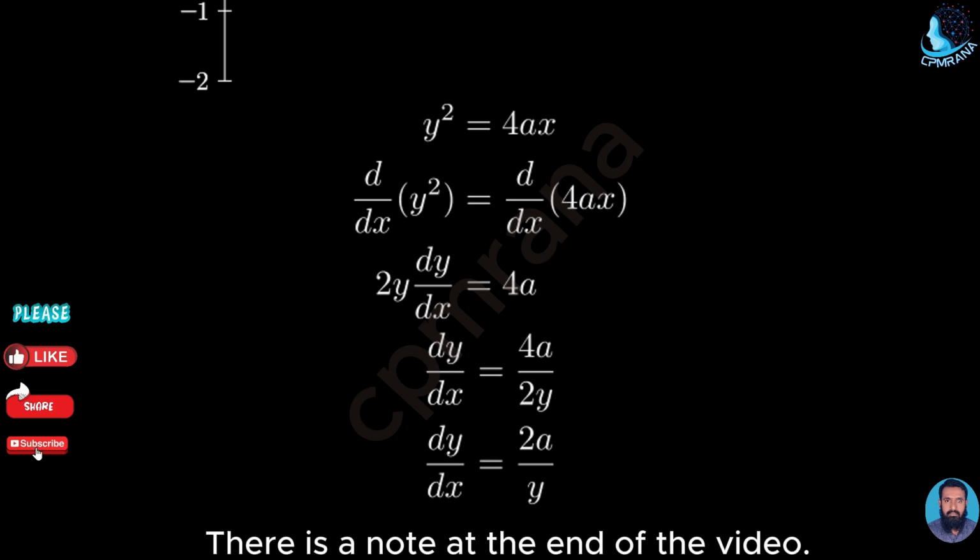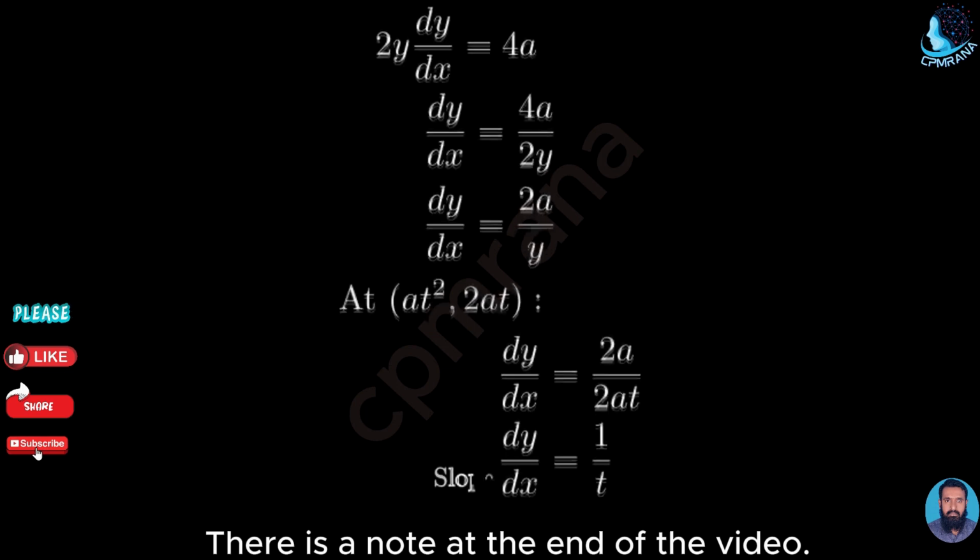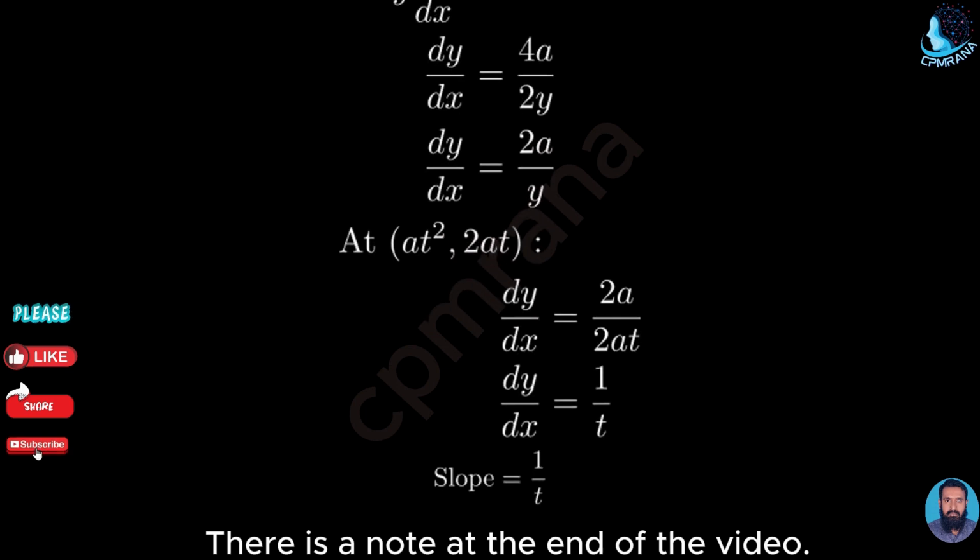Now we can substitute our point (at², 2at), so y = 2at. Let's substitute this into our expression for dy/dx. Therefore, the slope of the tangent line at the point (at², 2at) is 1/t. Here's what this tangent line looks like at our example point, where t = 1.